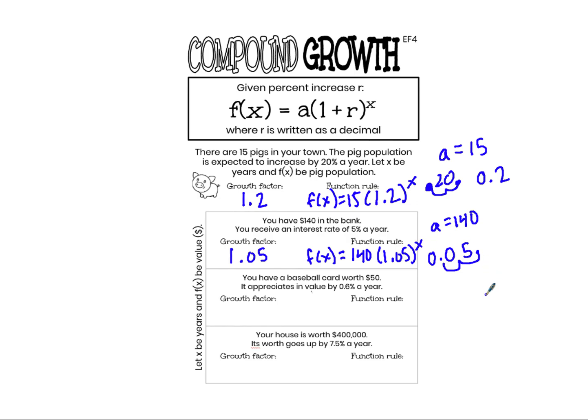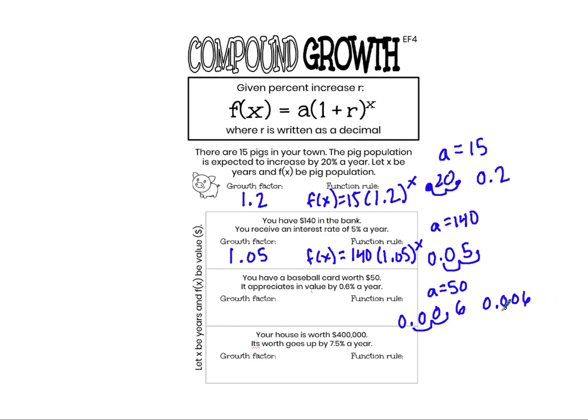Next example, I have a baseball card originally worth $50, so my start value is 50. It appreciates, meaning it increases in value by 0.6% a year. Now this is a tricky one. Students tend to think that 0.6% has a growth factor of something like this. Nope. This is less than 1%, so it's going to be less than 1/100th. Using my shortcut, I move this decimal 2 places to the left, which gives me 0.006 or 6 thousandths.